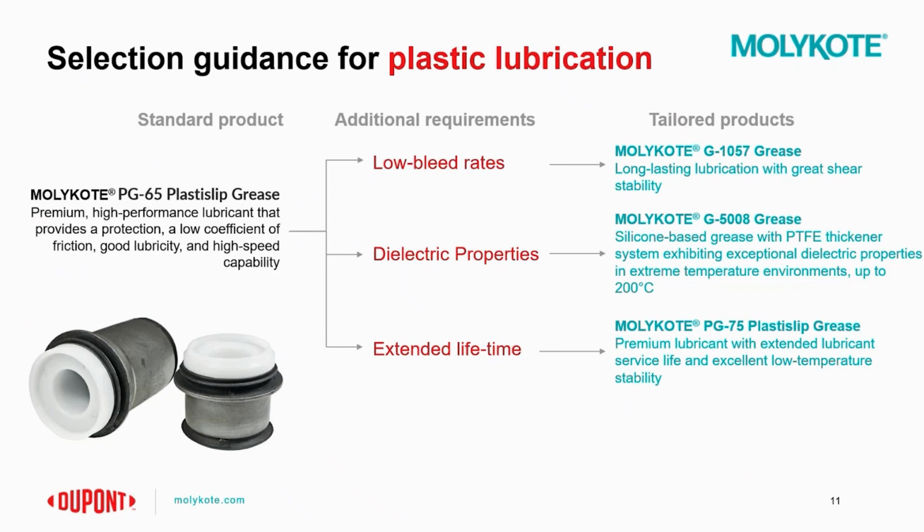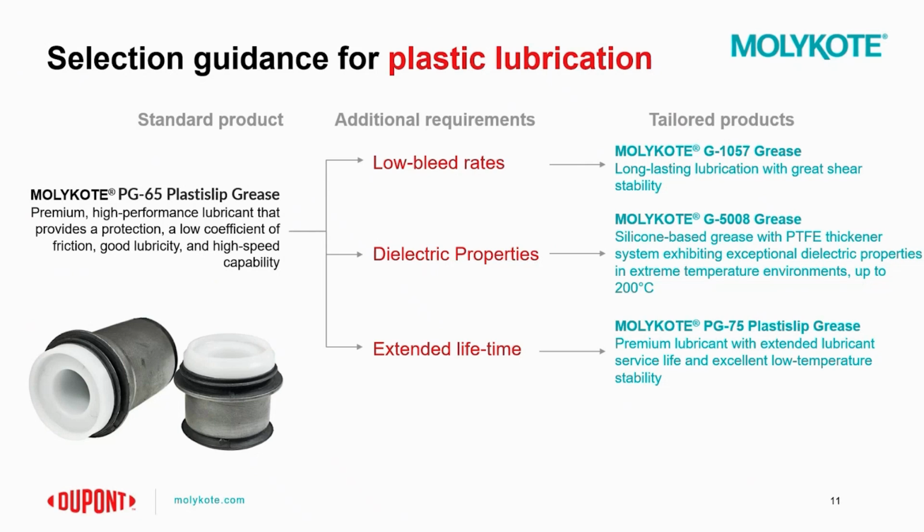So next we'll look at selection guidance for plastic lubrication more specifically. A good standard product to consider for plastic lubrication is MOLYKOTE PG65 Plastislip grease, which is a premium high performance grease that provides protection, a low starting coefficient of friction, good lubricity and high speed compatibility. But as we have additional requirements such as low bleed rates, dielectric properties, or the need for extended lifetime, we could take a look at more tailored solutions.